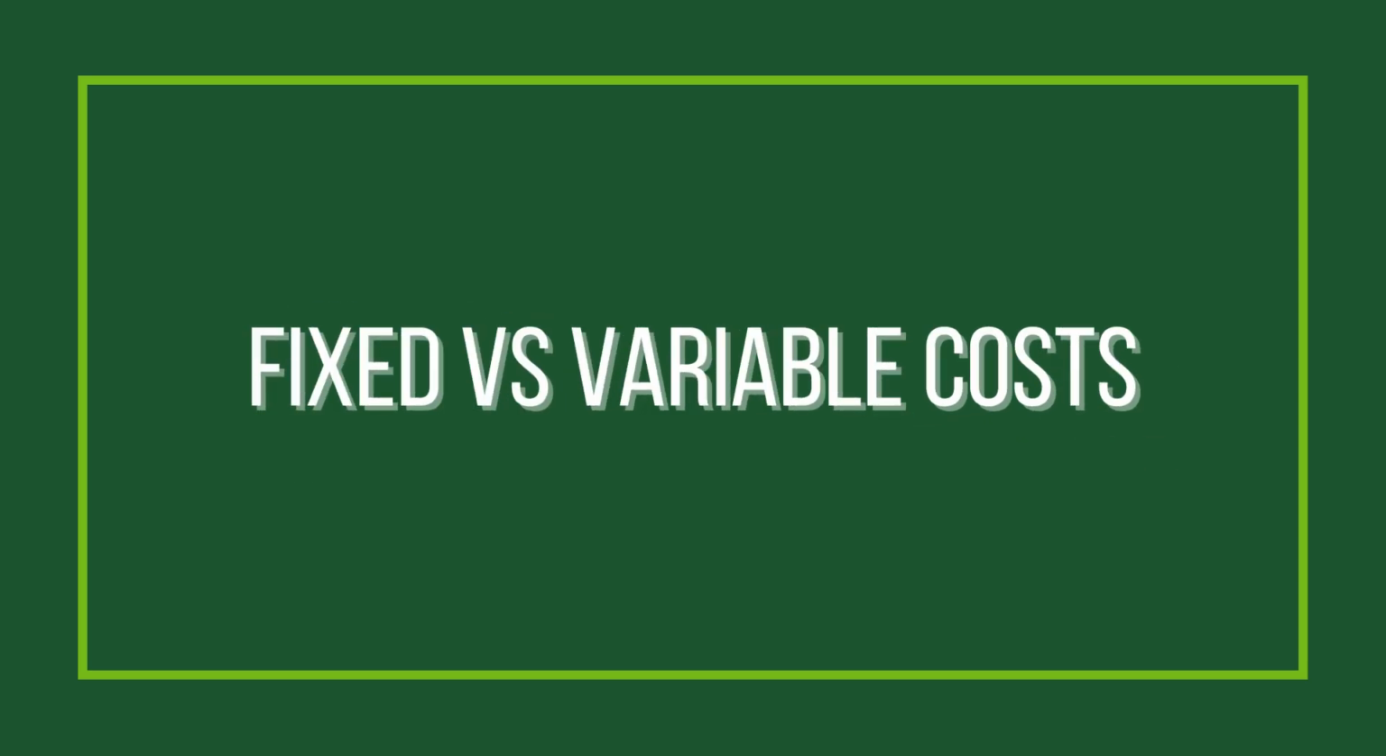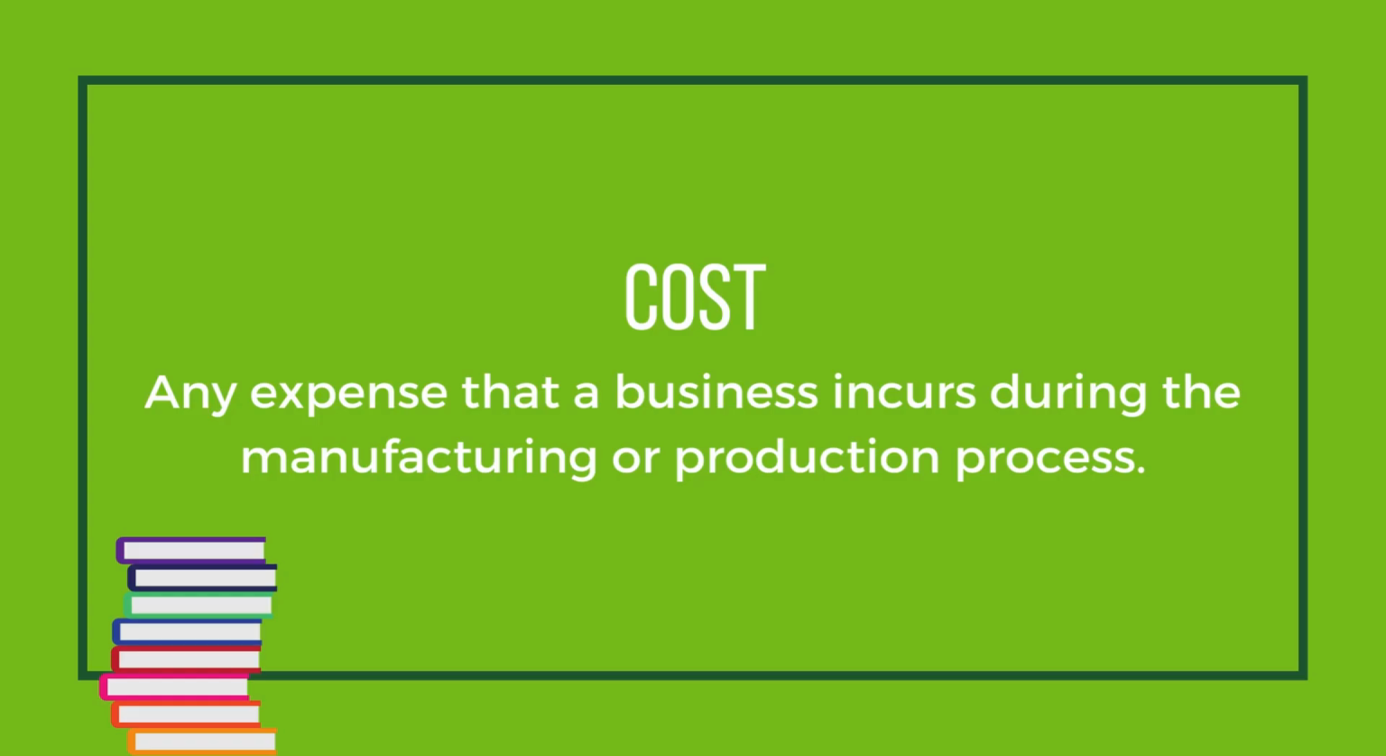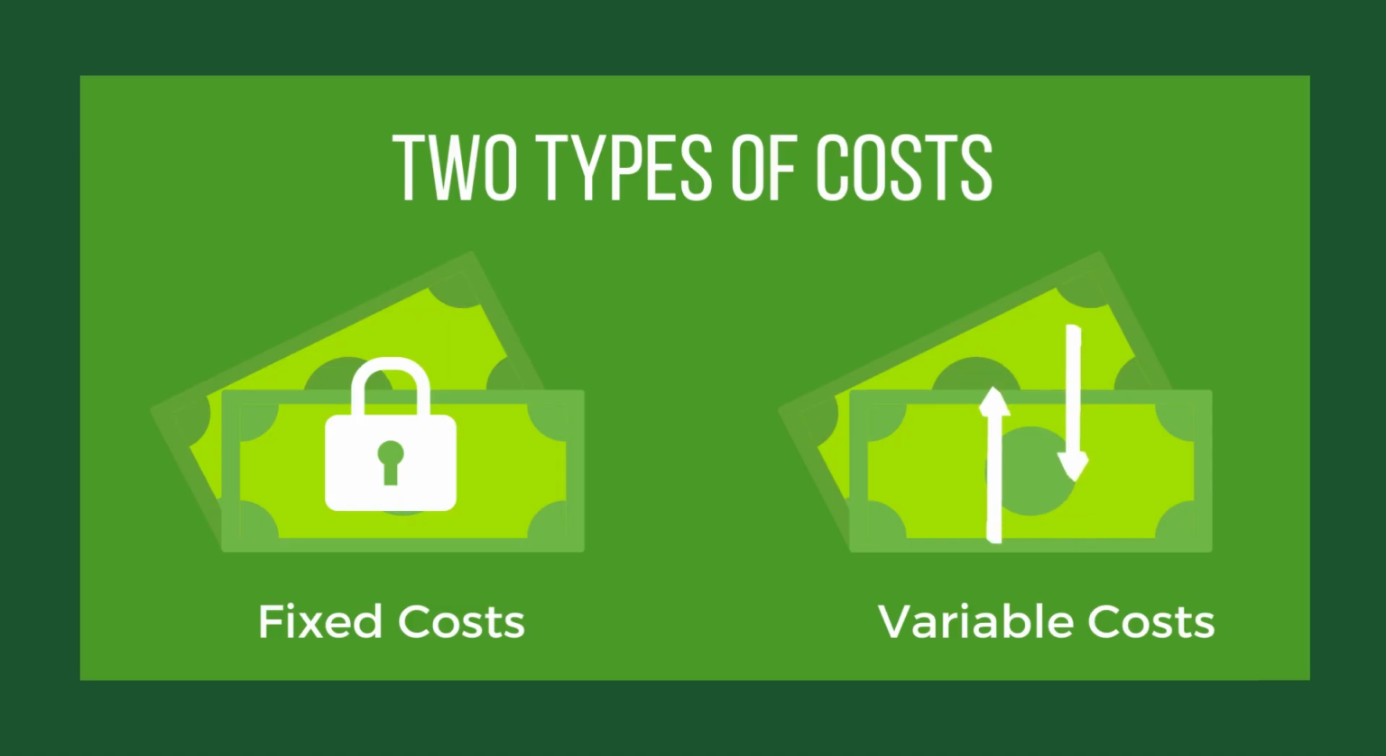In today's video, we will be discussing the difference between fixed costs and variable costs. First, let's define the term cost. Costs refer to any expense that a business incurs during the manufacturing or production process. Put simply, it is the value of money companies spend on purchasing and selling items. Businesses incur two main types of costs when producing their products: fixed costs and variable costs.